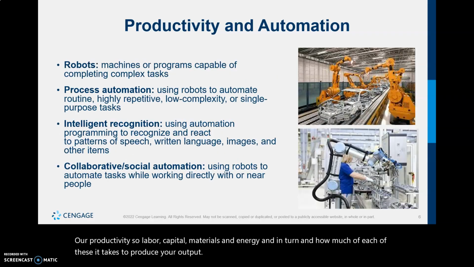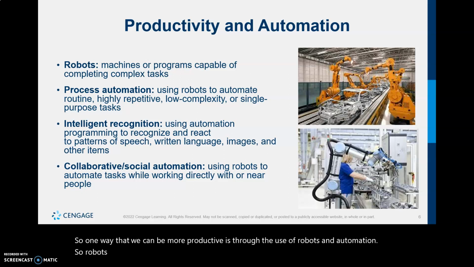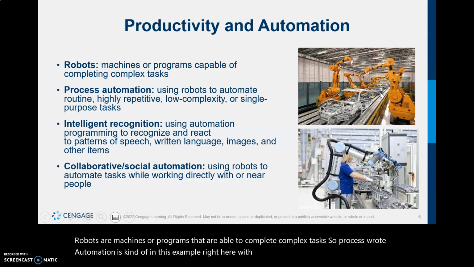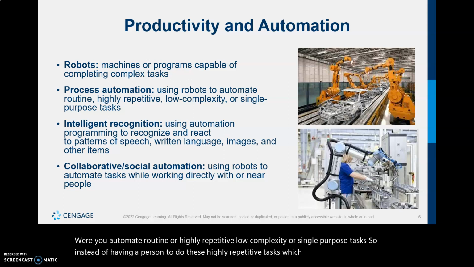One way that we can be more productive is through the use of robots and automation. Robots are machines or programs that are able to complete complex tasks. Process automation, as in this example with the orange robots, is where you automate routine, highly repetitive, low complexity, or single purpose tasks. Instead of having a person do these highly repetitive tasks, which can actually lead to injuries, we have robots do it.